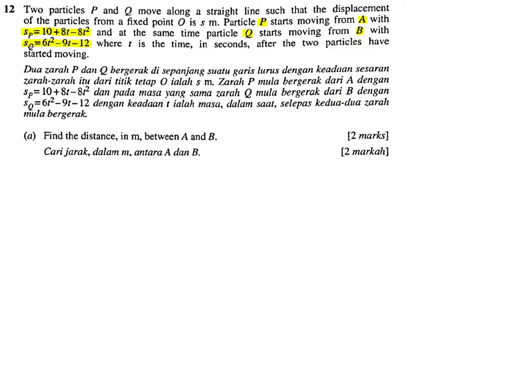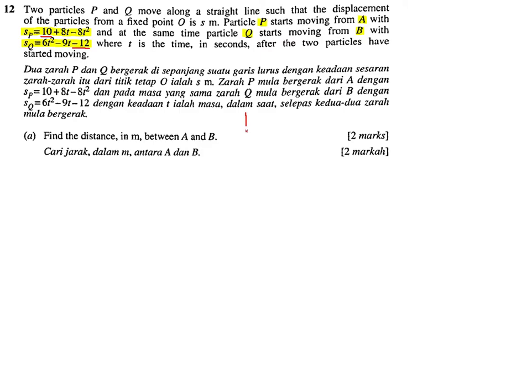You are given the initial displacement. For the particle P, the initial displacement is 10. For the particle Q, the initial displacement is negative 12. Usually, initial displacement is 0, right? Because it hasn't moved yet. But for this condition, you have the initial displacement. Why? Because they don't start moving from point O.